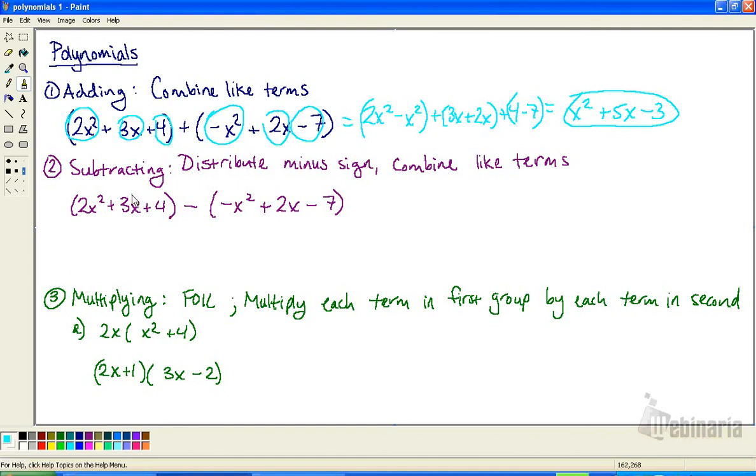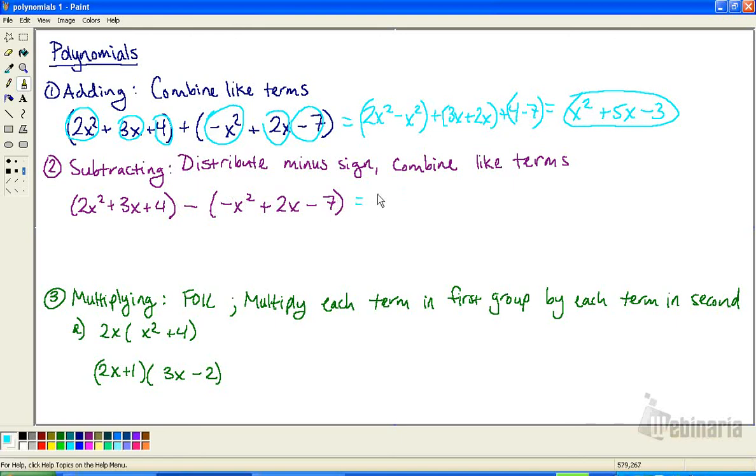Now let's move on to subtracting. It has one little twist. I need to make sure I subtract everything in that second polynomial. Sometimes students just subtract the very first term there. We need to subtract it all. So what I would recommend is that you distribute the minus sign, then combine like terms. And here's what I mean.